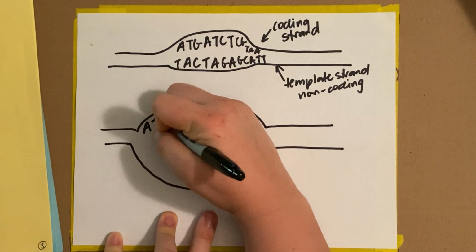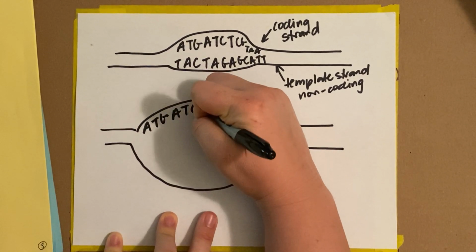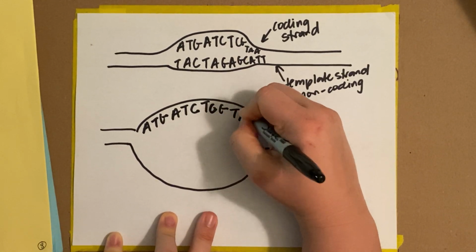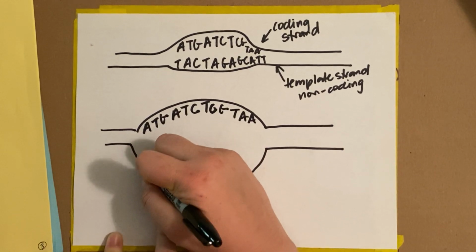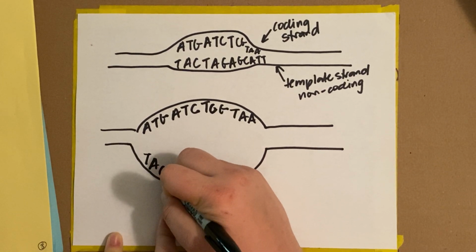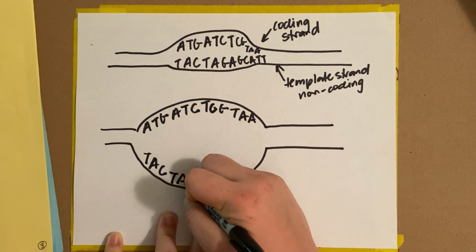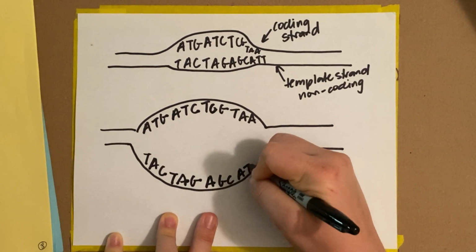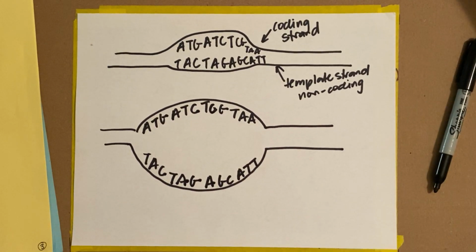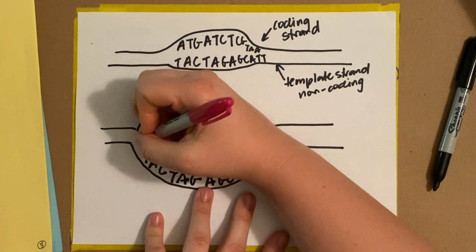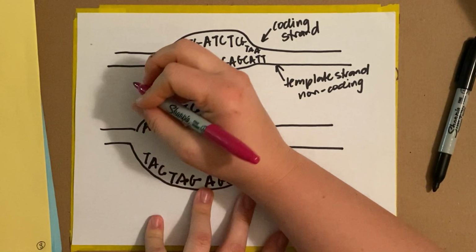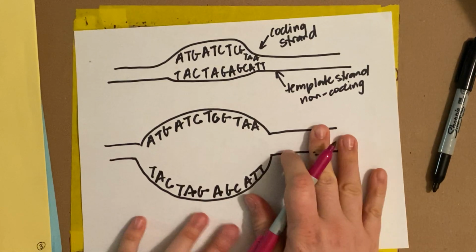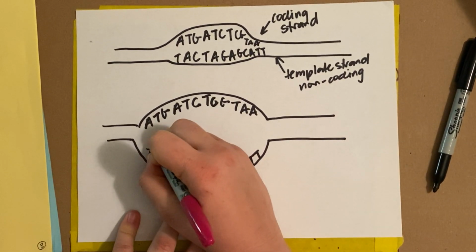Rewrite my bases. Oops, that's a C, G, T, A, A. So RNA polymerase is going to come in, and just like DNA polymerase, it works in a 5' to 3' direction. Okay, and what it's going to do is start adding on RNA bases to match this. Okay, so I'm going to start doing this.